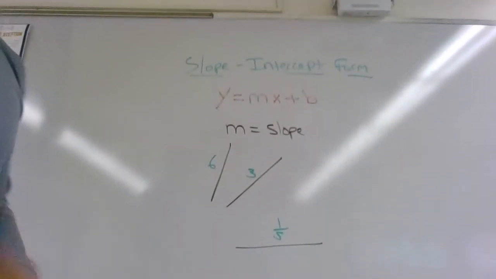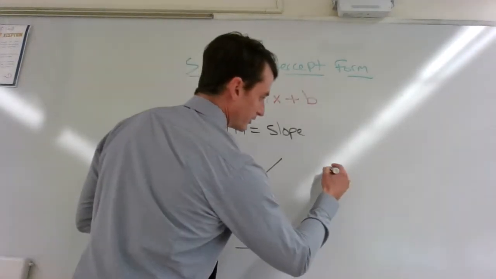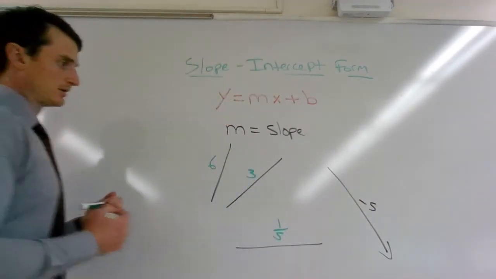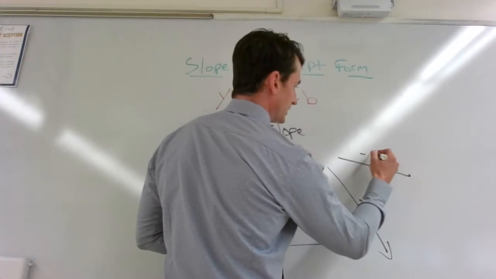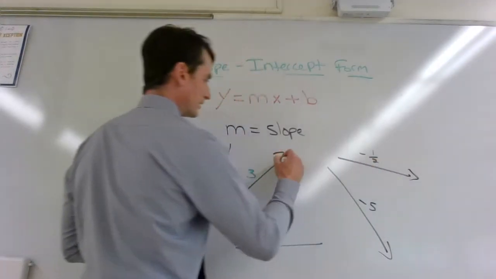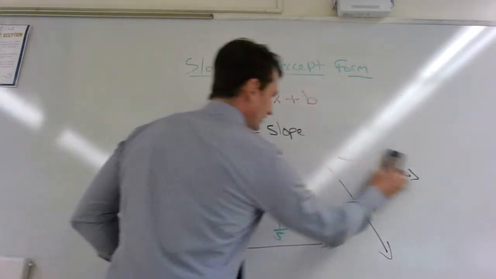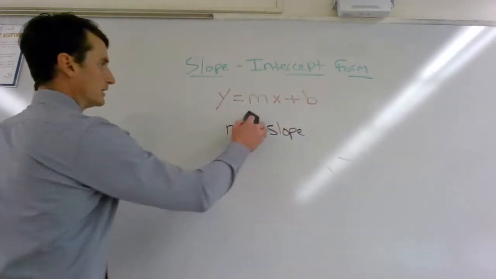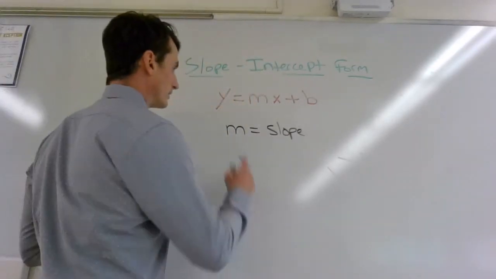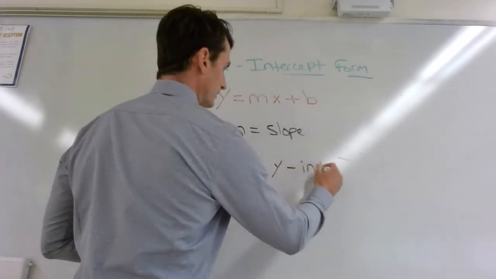So your slopes, the steeper they get going up, the higher the number. And the steeper, if we're talking about going down, the lower the number. This one over here might be -5, and this one might be -1/2. So the steeper going down, the lower the number for the slope value might be. But again, the m represents slope, and it is always located right there in front of the x. And that other variable b represents the y-intercept.